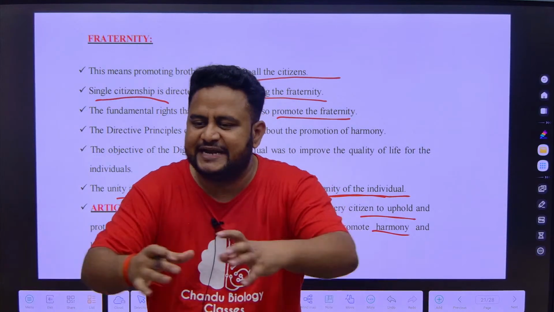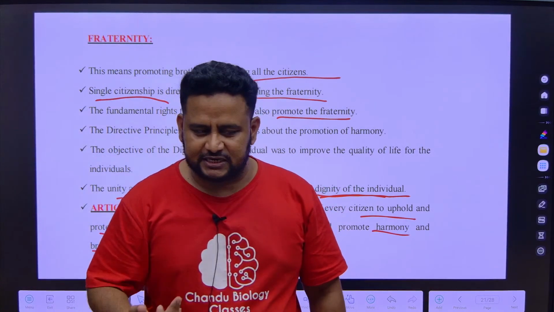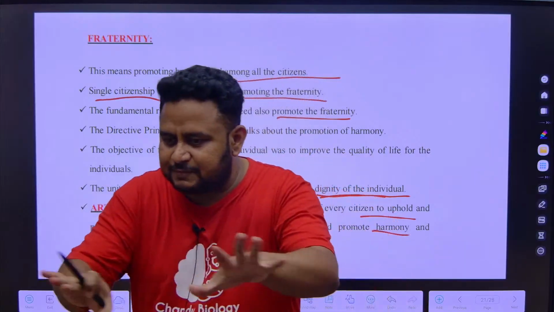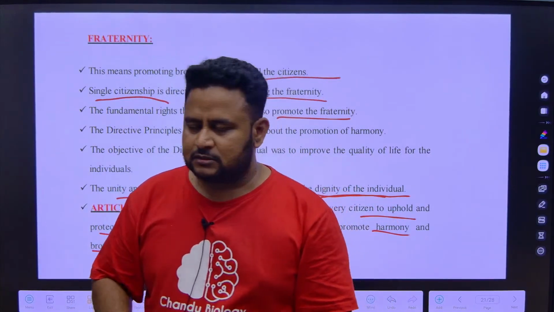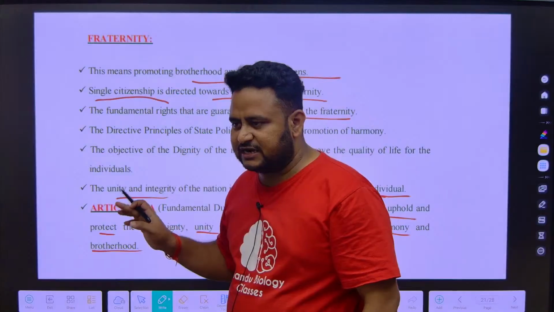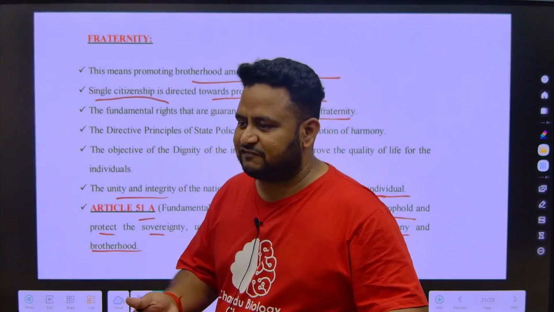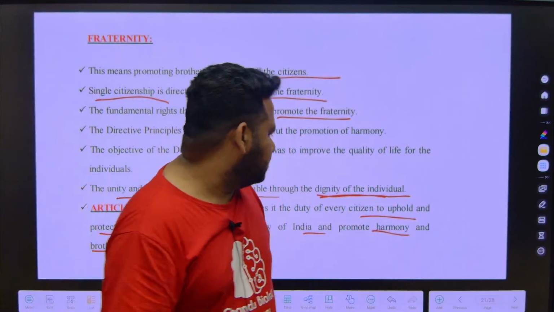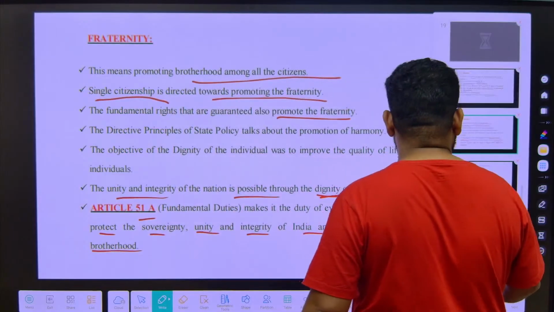Fraternity means binding together. Okay, justice we studied about what? Harmonizing the interest. Clear? So we studied justice, liberty, equality and fraternity. Liberty means expressing oneself, but there are reasonable restrictions. Now let us see some questions.